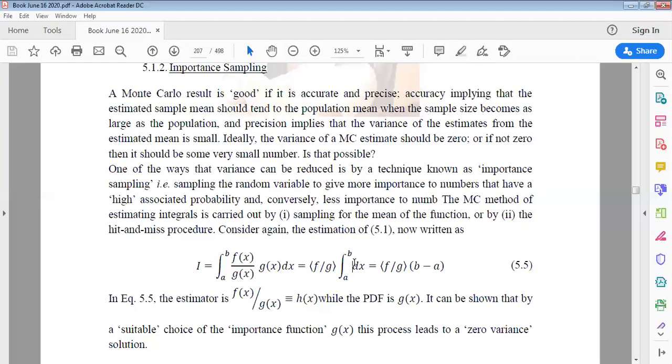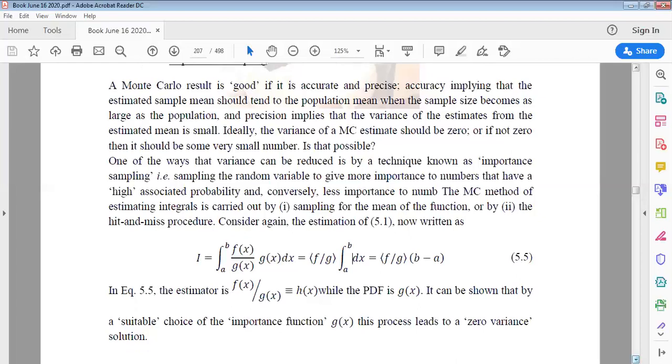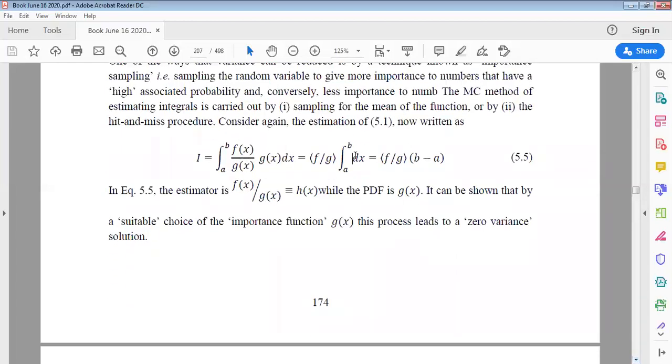And g of x dx between a and b is then understood to be 1. Okay, so there is a g of x over here. Here you should write g of x, and here you should multiply by a g bar also. Okay, so what is the estimator?